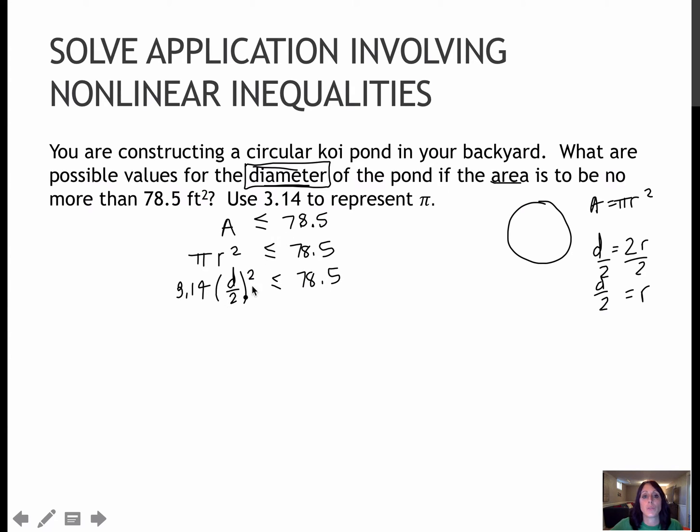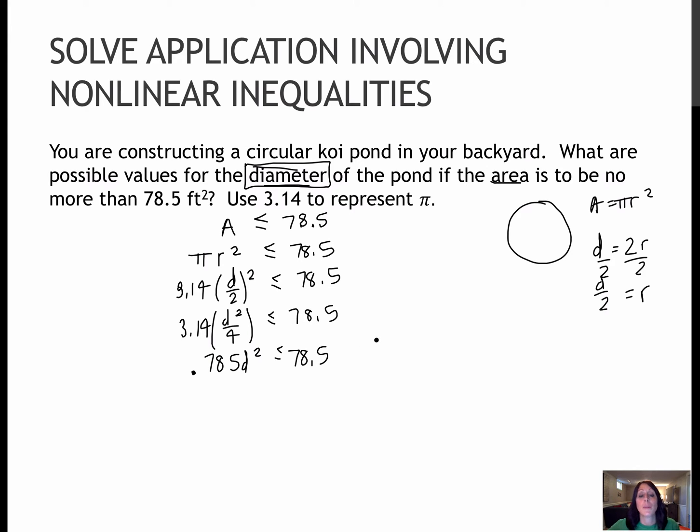Now I'm going to square the d over 2, and I'm getting closer to what I want. And on this side, I have 3.14 d squared divided by 4. So I'm taking 3.14 divided by 4, and that gives me 0.785 d squared is less than or equal to 78.5. Now remember that my goal is to have 0 on this side, so I have to subtract the 78.5 over. So I'm going to do that over here. So 0.785 d squared minus 78.5 is less than or equal to 0.